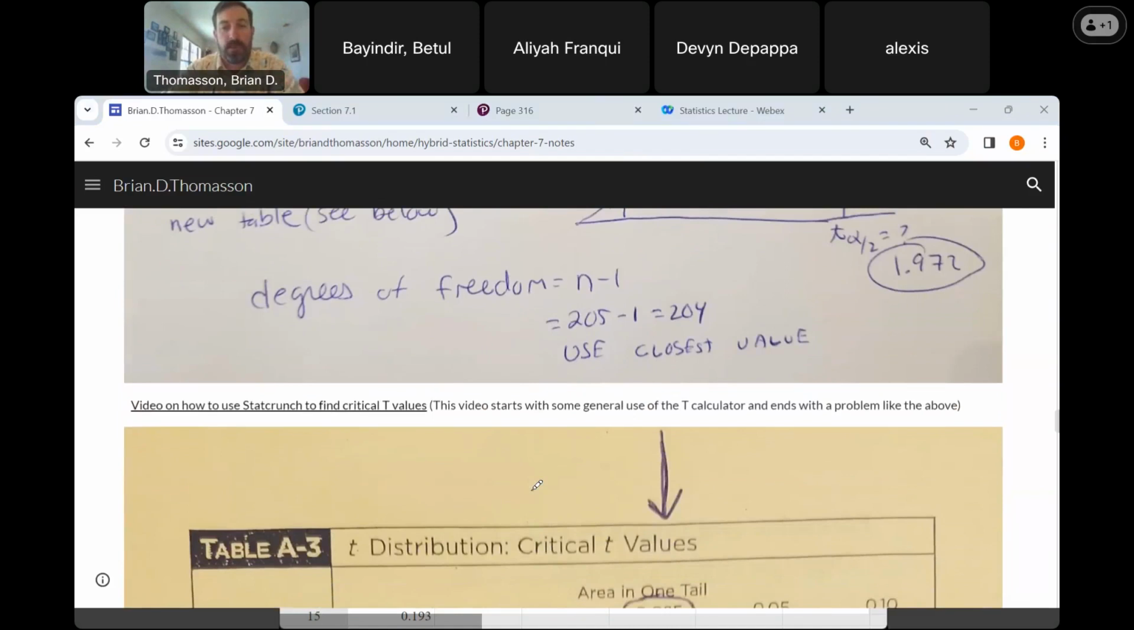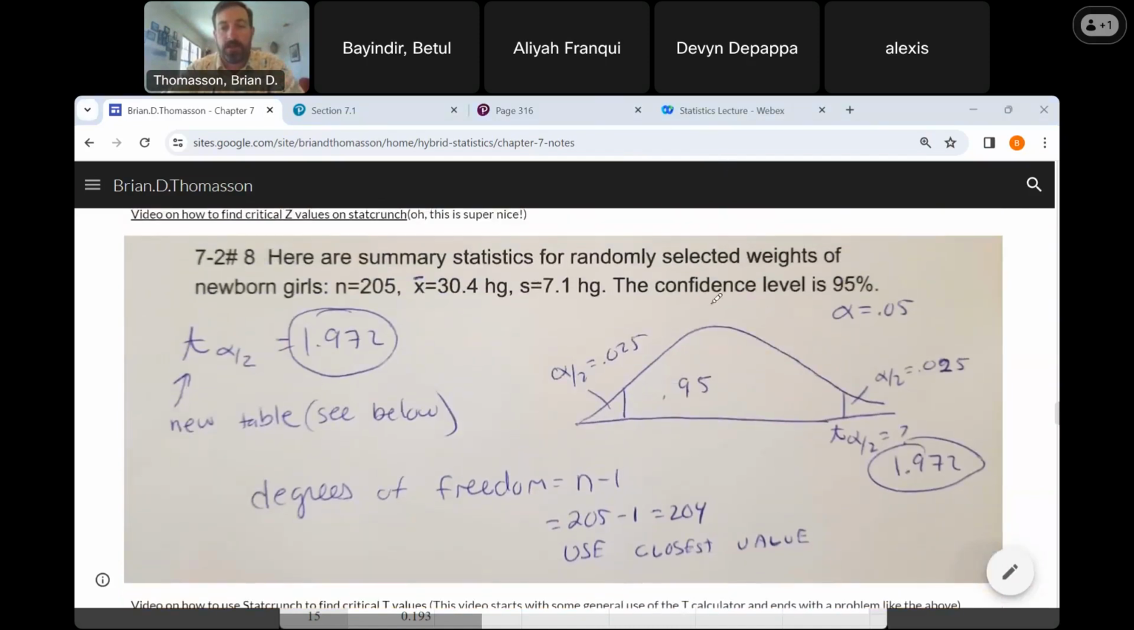Before I go down, let me point out this. We want to be 95% confident. That's the inner 95%, in between our two bars. So if we have 95 on the inside, we have 0.025 on the outside. 5% total, split up evenly, 0.025 in either tail.